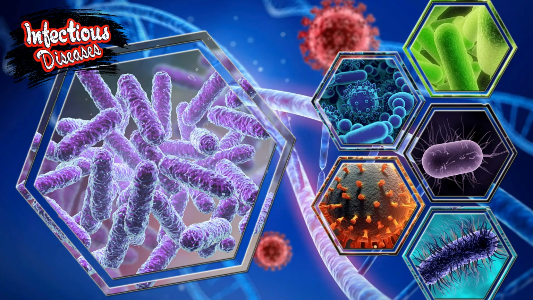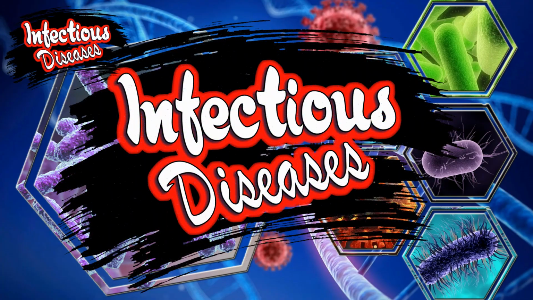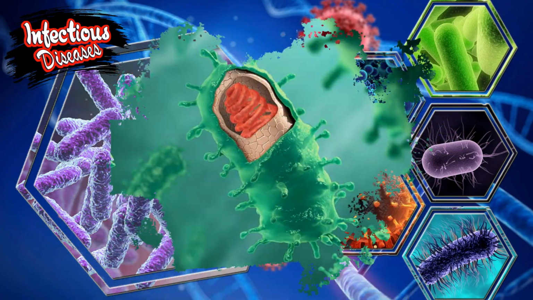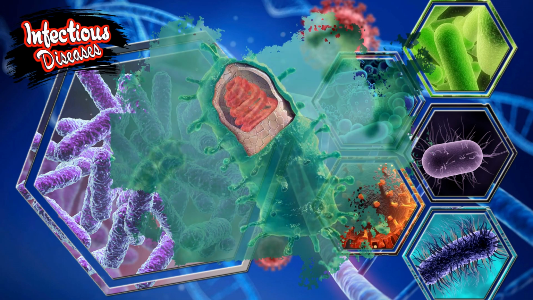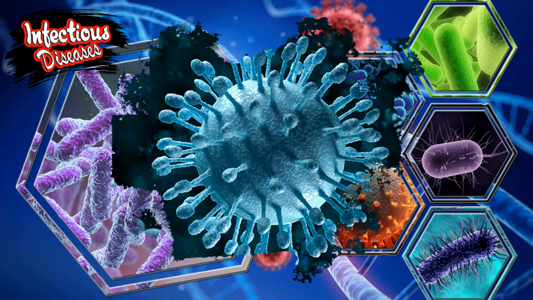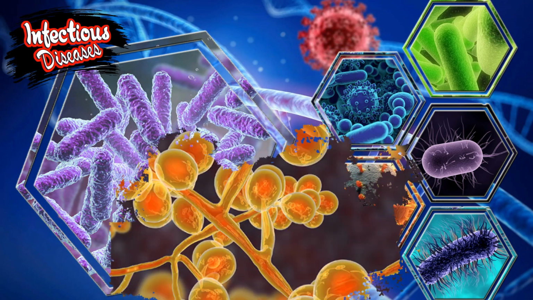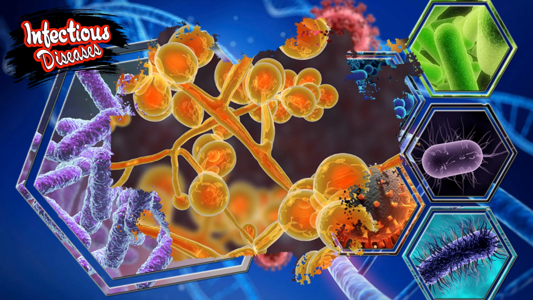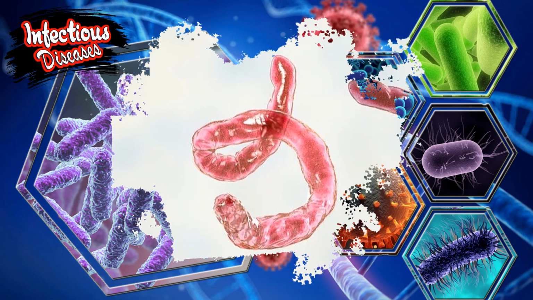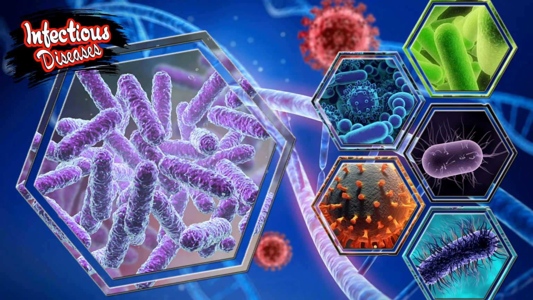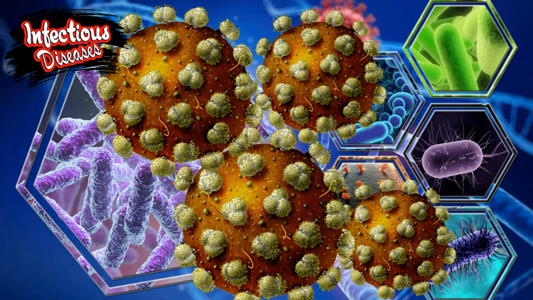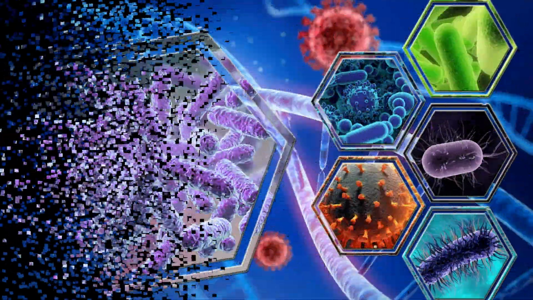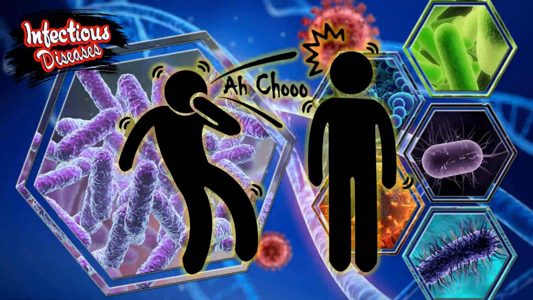Now, let's zoom in on infectious diseases. An infectious disease is caused by pathogens such as bacteria, viruses, fungi, or parasites that invade our body, leading to illness. Once a pathogen finds its way inside, it can take advantage of our cells, replicating and spreading like an uncontrolled wildfire. The term infectious indicates that these diseases can spread from one person to another through various means.